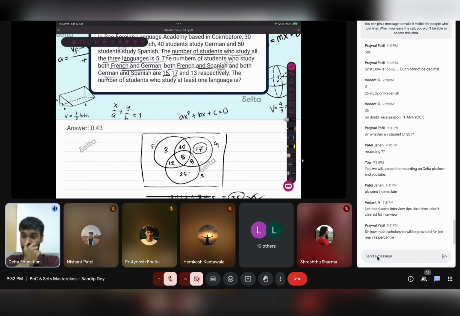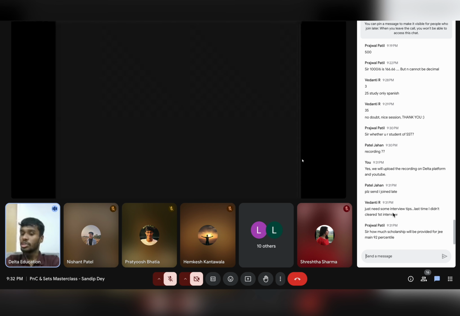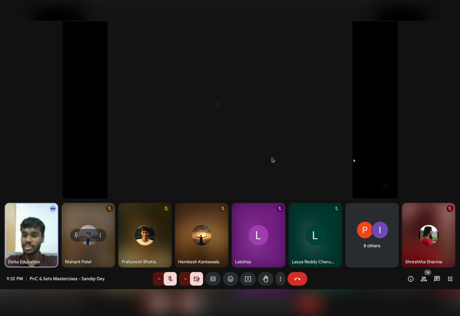How much scholarship will be provided for JEE Main 92 percentile? So see, scholarship depends on many various factors. Your JEE is one of the factors, but there are several other factors, like the achievements you have in your school days, what you have done, whether you have a coding background or something like that. All of these build your total profile, and based on that they select some students to give scholarships. So you cannot be sure how much scholarship you will get.